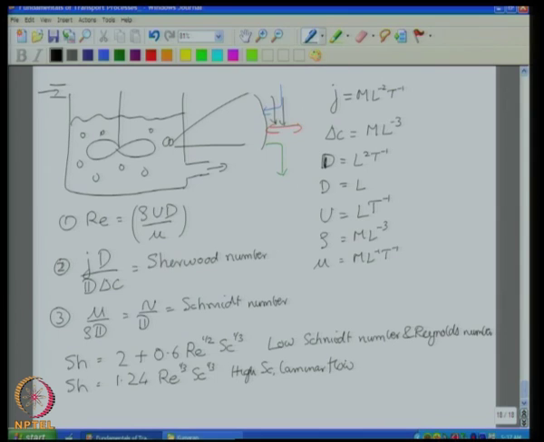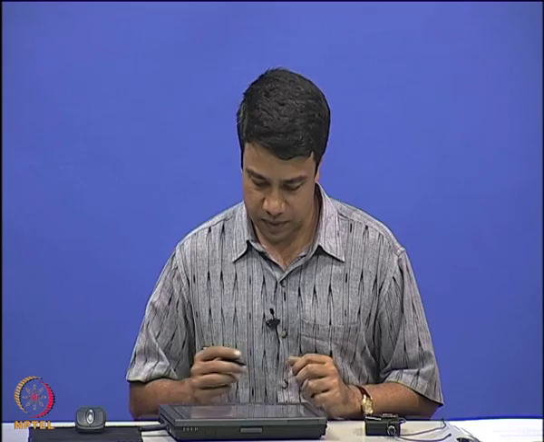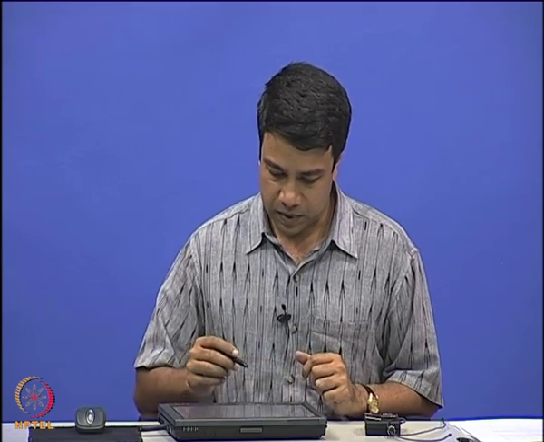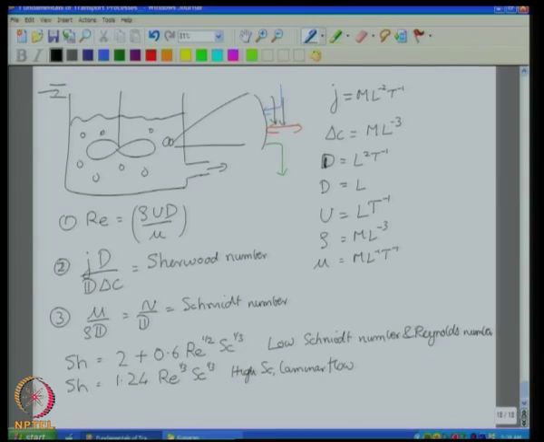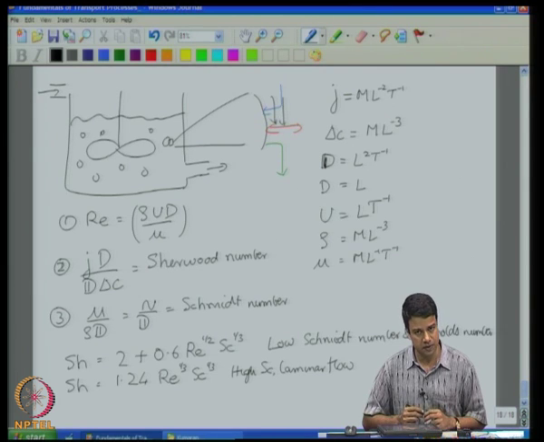And you have other correlations in the limit of turbulent flows. There are various correlations that are proposed for turbulent flows around a particle, but we will see that a little later. But the point is that in all these cases you can get correlations between the Sherwood number, the Reynolds number and the Schmidt number. And these correlations have different forms in different regimes. In the laminar regime they have one form, in the turbulent regime they have another form.